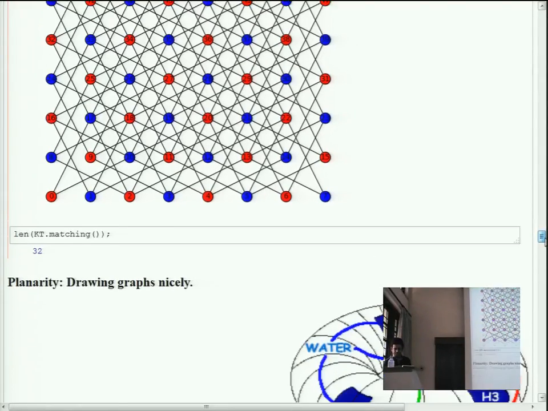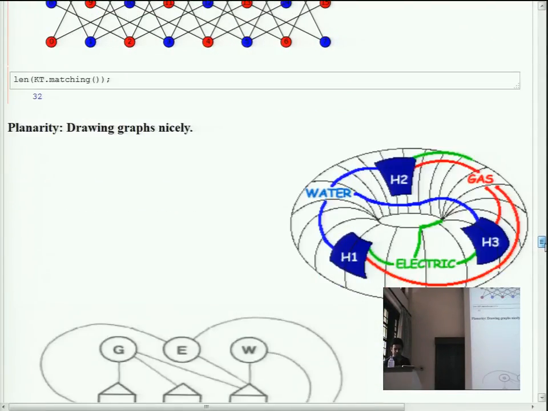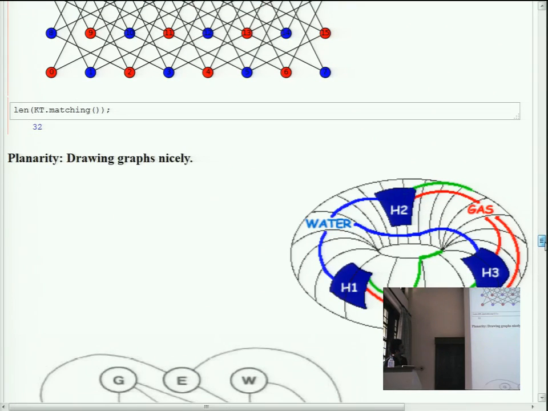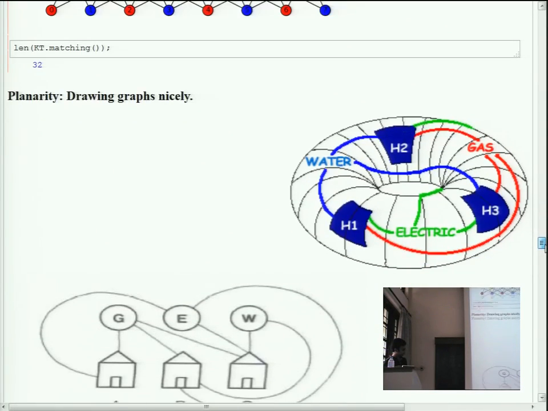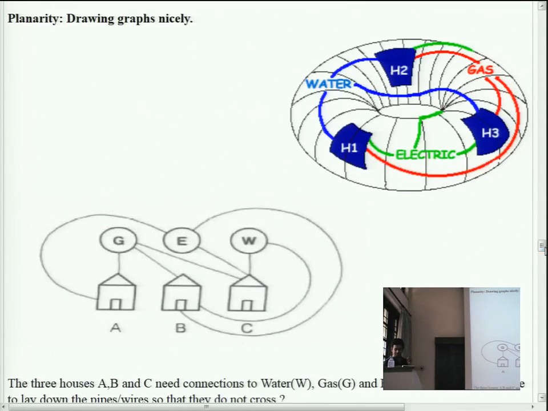Okay, so let's come to the last thing. This is about drawing graphs. So planarity. So far we have not been concerned with how to draw a graph. For us, it's just you draw it some way that captures the relationship. But sometimes you want to actually lay down a graph so that the edges don't intersect.